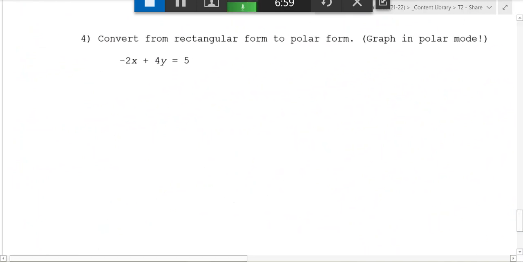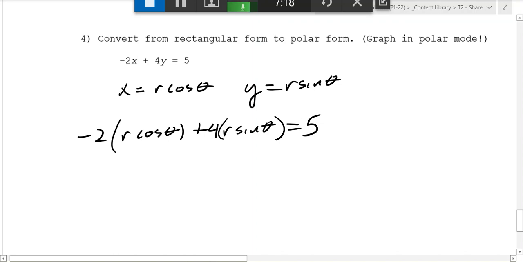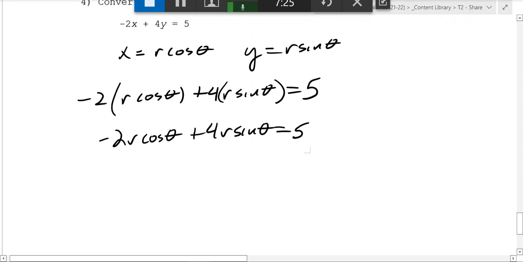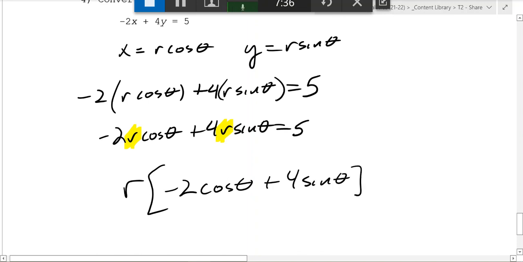Well, one thing we know is that x is equal to r cosine theta, and y is equal to r sine theta, so it's just substitution. So you get negative 2r cosine theta plus 4r sine theta equals 5. You can just get rid of the parentheses. What can you factor out of both of these? You need to isolate r, because it's r in terms of theta. You get r times negative 2 cosine theta plus 4 sine theta equals 5.